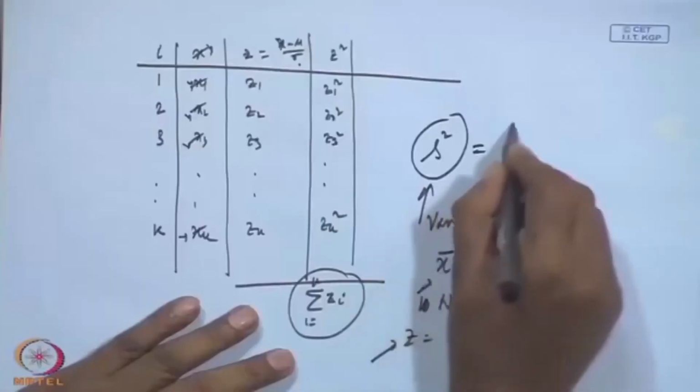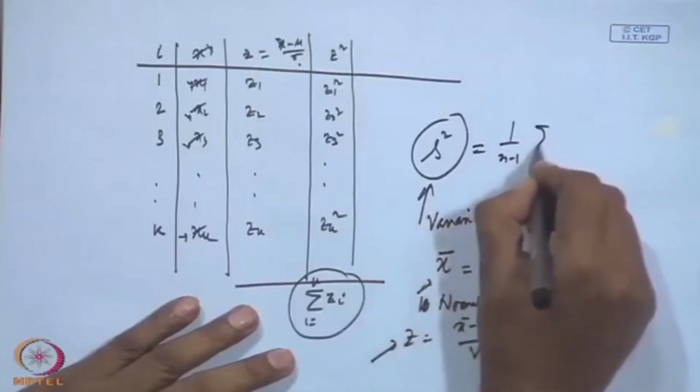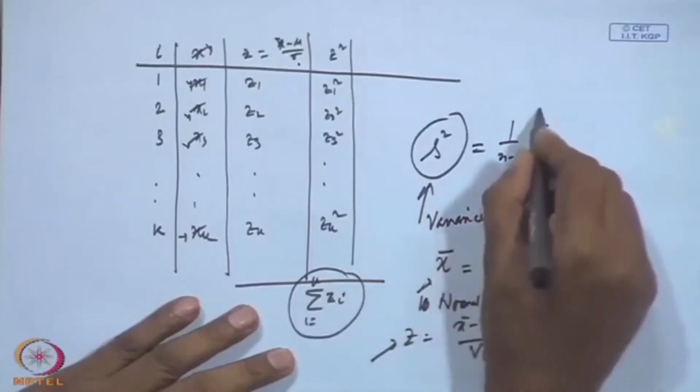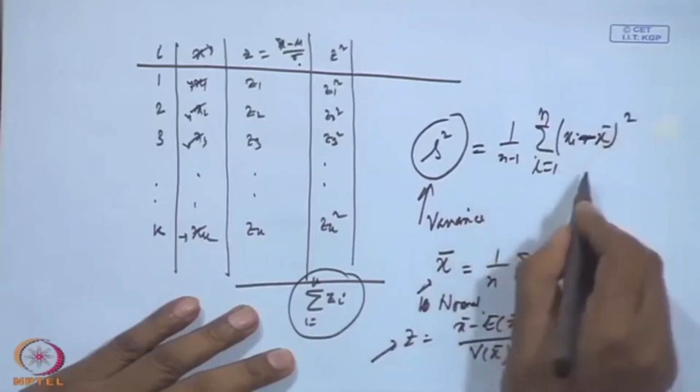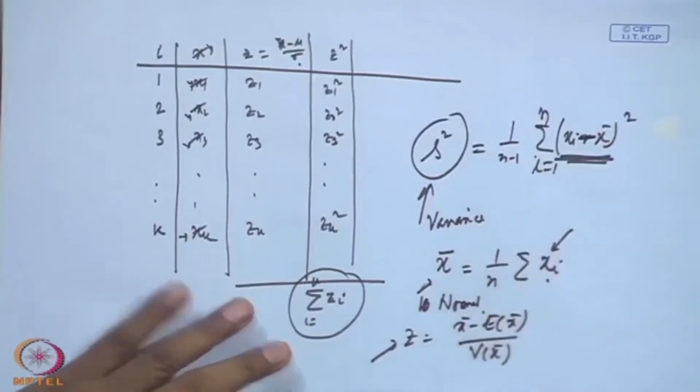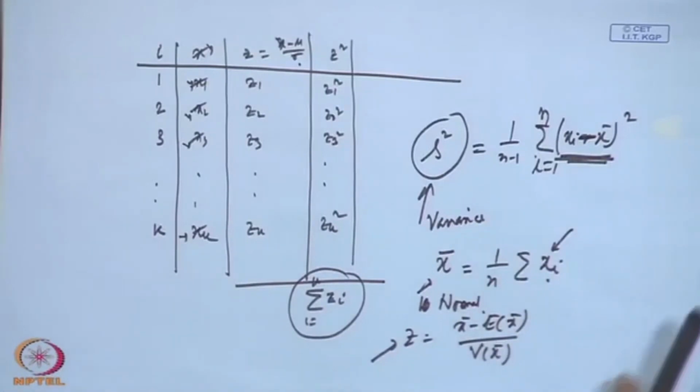Getting me? Now, what will be S square? What is S square? S square is 1 by n minus 1, sum total of i equal to 1 to n, (xi minus x bar) square. Can you find any similarity here? What have you done? I say x is normally distributed, x bar is also normally distributed, the difference is also normally distributed. Then you have made the squaring of this.